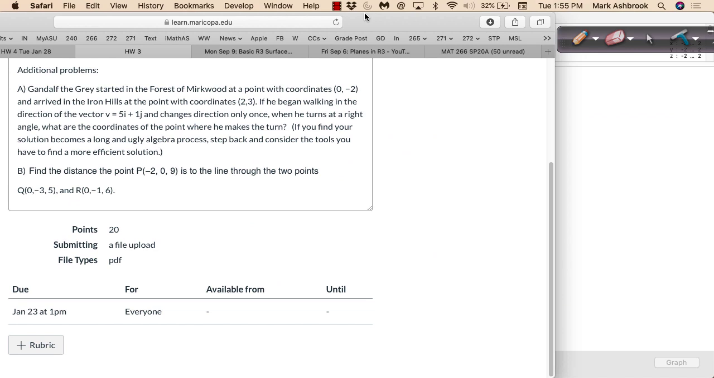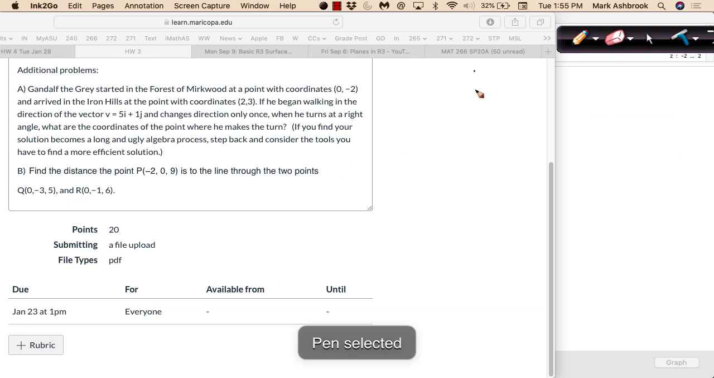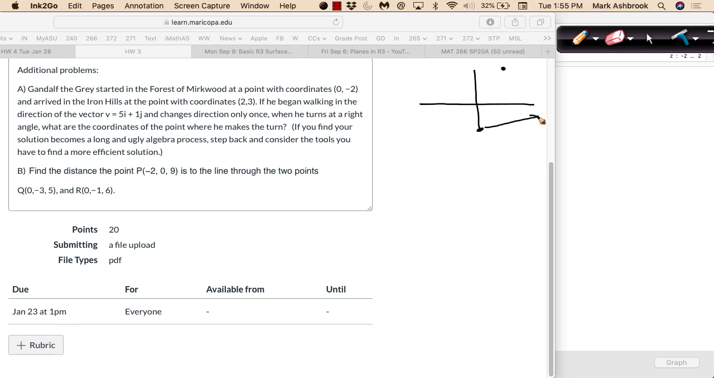Okay, so he's going to start at 0, -2. And in the end, he's going to arrive at 2, 3, like this. And he starts by walking 5, 1, which is something like this. So that's just a direction. It doesn't matter how long I drew that vector, right? I could have drawn it 1, 1/5, or I could have drawn it 25, 5. All we care about is that he starts walking in that direction. That has nothing to do with the distance that he went on that first leg, right?